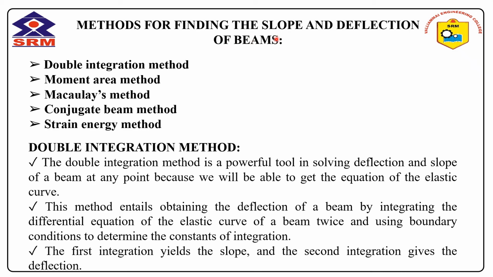We have many methods for finding the slope and deflection of beams. The methods are the double integration method, moment area method, Macaulay's method, conjugate beam method, and strain energy method. First, we will see about the double integration method.